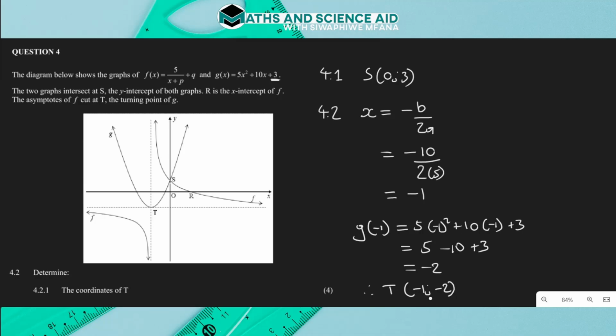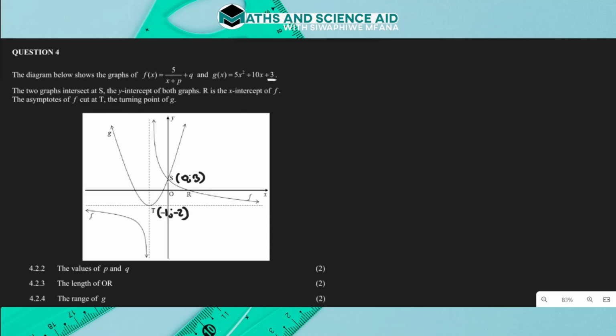Now that we've got these coordinates, let's make things easy for ourselves by noting them on the diagram. We had already found that for S we have (0; 3). Now we know that T here has coordinates (-1; -2). So now let's move on to the next question. In 4.2.2, we need to determine the values of p and q.